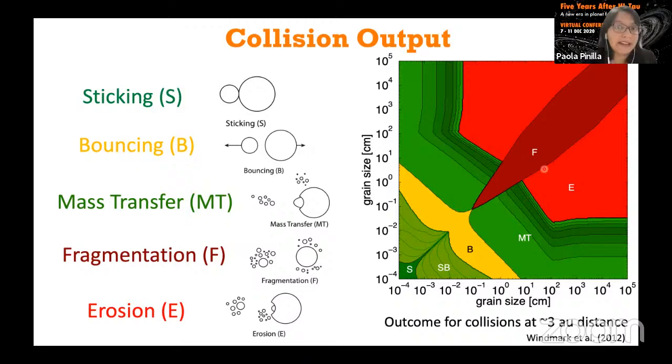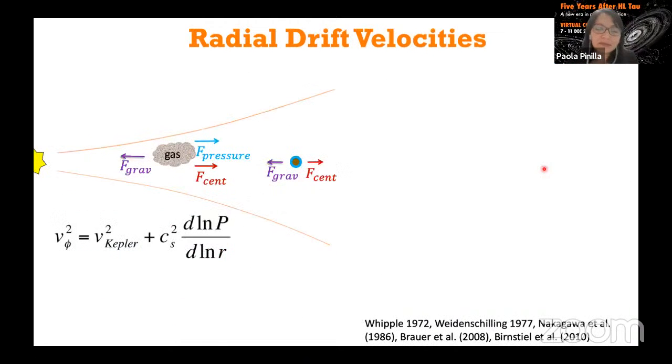So let me explain where the radial drift velocities come from. This basically comes from the fact that the gas is a pressure-supported fluid, while the dust is not. When we take the forces that act on a parcel of gas, we have the gravitational force, the pressure support, and the centrifugal force. Because of this term, the azimuthal velocity of the gas is not exactly Keplerian, but it depends on this second term that is proportional to the pressure gradient. And pressure is proportional to the density and to the temperature, and we expect both of them to decrease with radius. So this term is negative, and the gas will move sub-Keplerian.